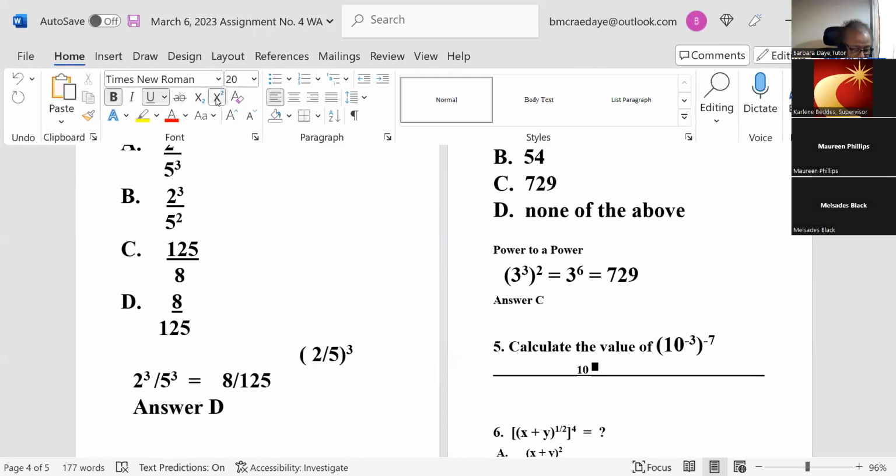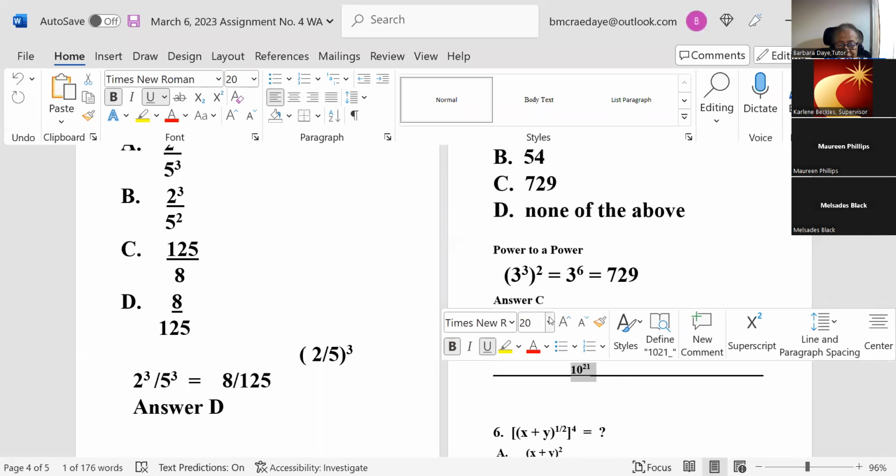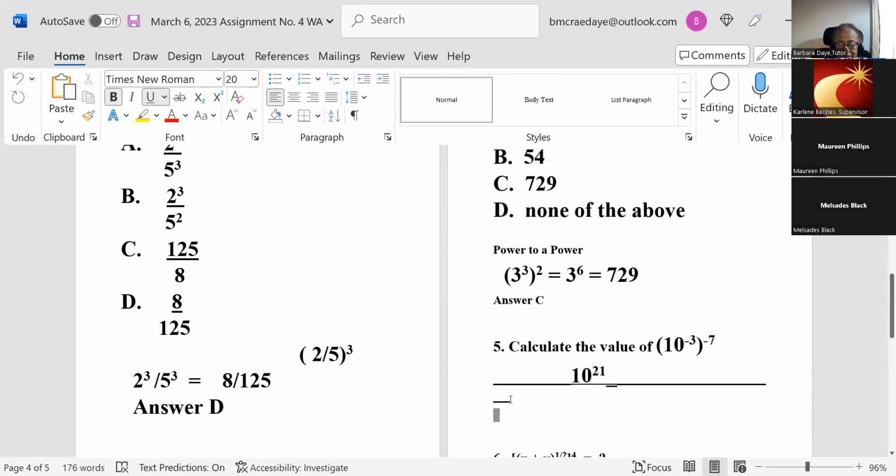And it's plus because like signs multiply to give you plus. So that's 10 to the plus 21. And the plus is the default, so you don't have to really put a plus there. Okay. And make it a little bigger. So that's your answer: 10 to the 21.